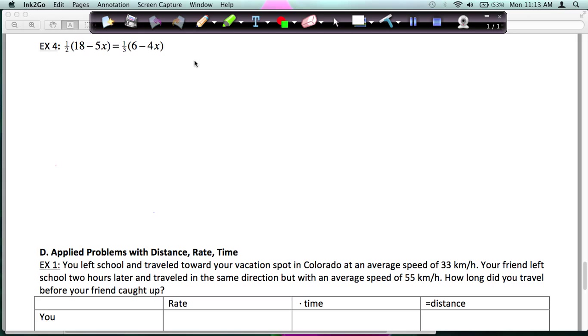Okay, let's look at example 4 that has two sets of parentheses, and in this case we have a 1/2 in front of the first and a 1/3 in front of the second parentheses. So don't let a fraction make you too nervous. Just don't think 5 steps ahead.